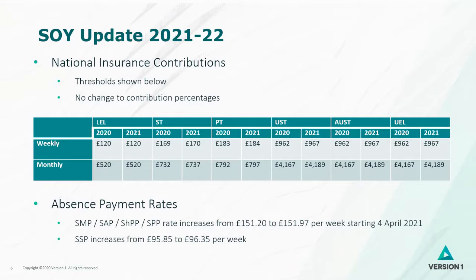Similarly, there's a minor change to the absence payment rates. For statutory maternity, statutory adoption, shared parental, and statutory paternity pay, the weekly rate increases from £151.20 to £151.97, and that will take effect on the week starting 4th of April. SSP also increases, again by a relatively small amount, from £95.85 to £96.35.